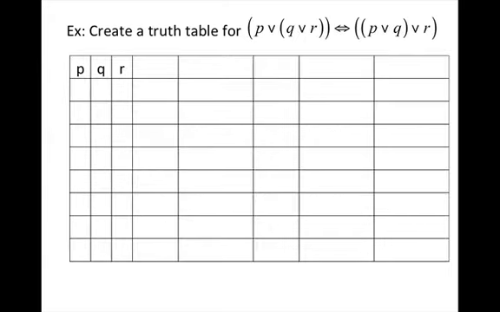In the next example, I have a biconditional. In front of the biconditional, I have P or (Q or R). Following the biconditional, I have (P or Q) or R. So take this one part at a time. Let's break down what's in front of the biconditional. I have P or (Q or R). Since the Q or R is in parentheses, I need to find it first. Then after I find it, I can compare it with the P. So my next column is going to be P or (Q or R).